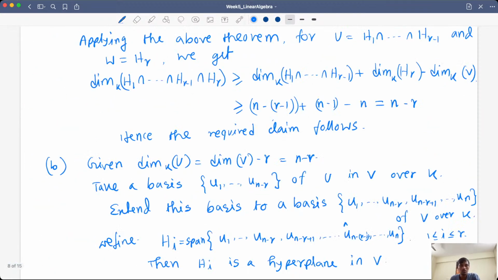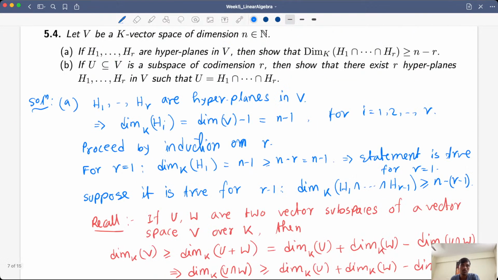Okay, so this is related to any subspace of a finite dimensional space. You can write that as an intersection of hyperplanes. For example, in R3, if you take a straight line, that is a codimension 2 subspace, you can write that as an intersection of two planes containing it, right? Similarly, in general, that also happens here. That's what this problem is about. Okay, hope this is clear. Now let's go to the next one.